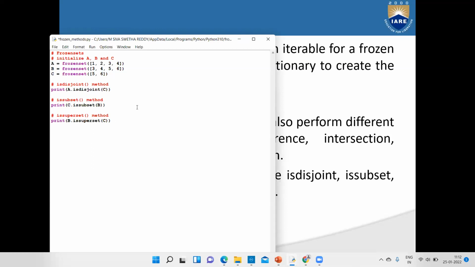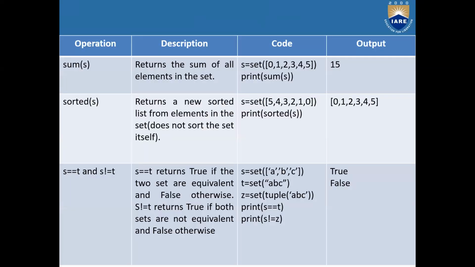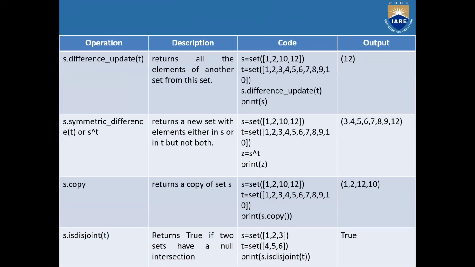Okay. Next is subset. We are implementing the issubset method on C and B. True, because all the elements in C are present in B. Okay. Next, superset. Is B a superset of C? True or false? False, ma'am, not all elements are present in that set.